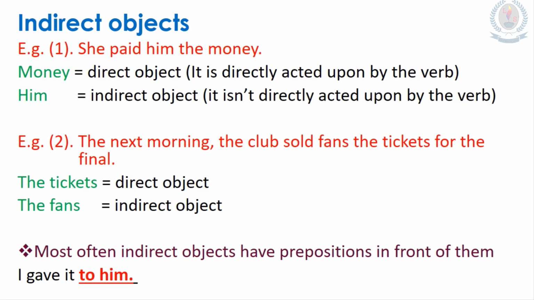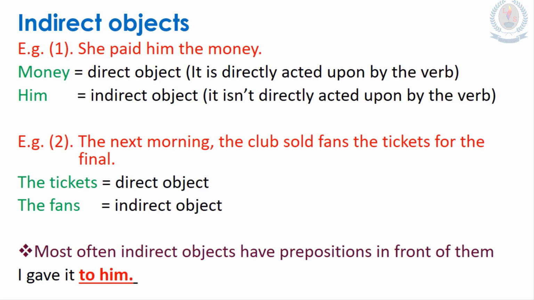Let's go to second example. The next morning, the club sold fans the tickets for the final. Here, when we go to the verb sold, the club sold what? Then the verb is giving us the answer, the tickets. Then tickets is the direct object because it is directly acted upon by the verb. Here, the fans is the indirect object since it isn't directly acted upon by the verb. Okay.